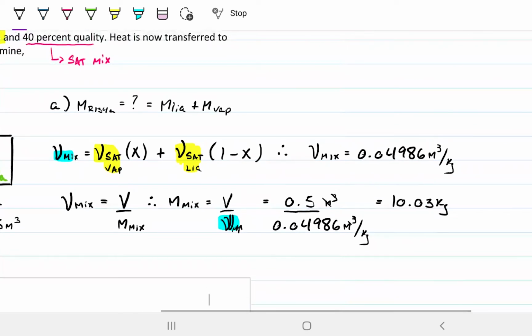Now, if we wanted to find these individual fellows here, what we can do is very simple. We just multiply the 10.03 by 40%. If you multiply this by 40%, we're going to get 4. So it's about 4 kilograms of vapor and about 6 kilograms of liquid in this mixture. All right, so this is part A, the answer for part A.